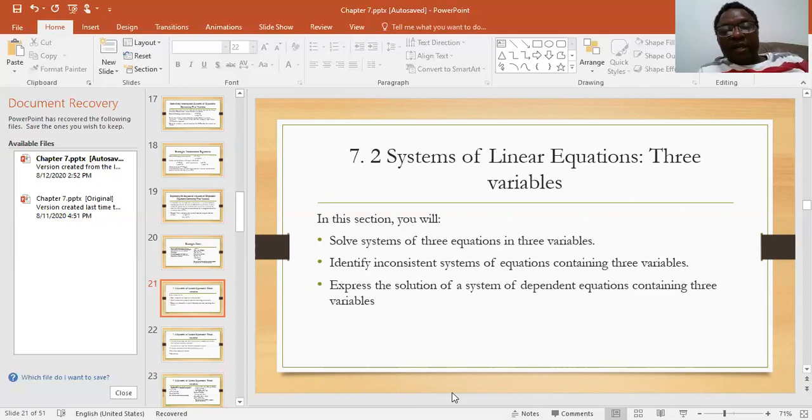Just as for 2 variables, we have 3 cases. First case is when we have a unique solution. Second case is when we have no solution. Third case is when we have an infinite number of solutions.